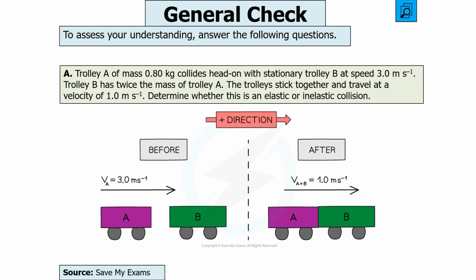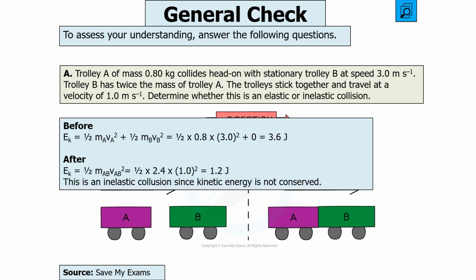Well, beforehand, we know kinetic energy is a half times mass times velocity squared for A and B. So it's a half times 0.8 times 3 squared plus 0, because trolley B is not moving. So it's 3.6 joules. Afterwards, it's a half mv squared for the two objects combined. So you add the masses, it's now 2.4, so it's a half times 2.4 times the total speed, 1 squared, so it's 1.2 joules. It's an inelastic collision as the kinetic energy has not been conserved.